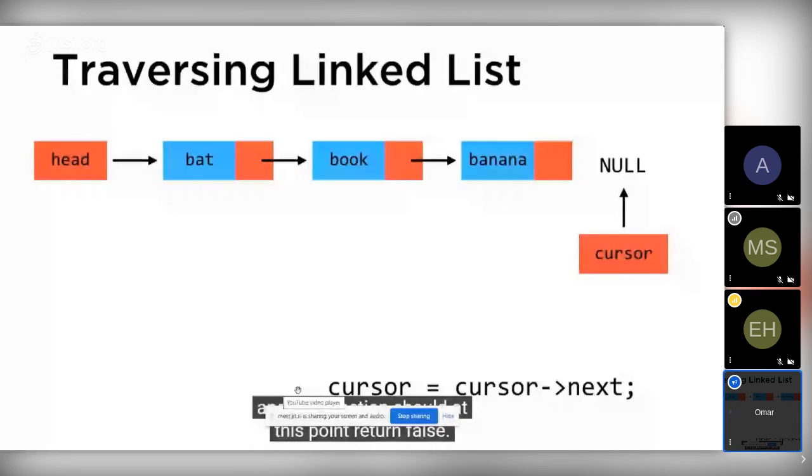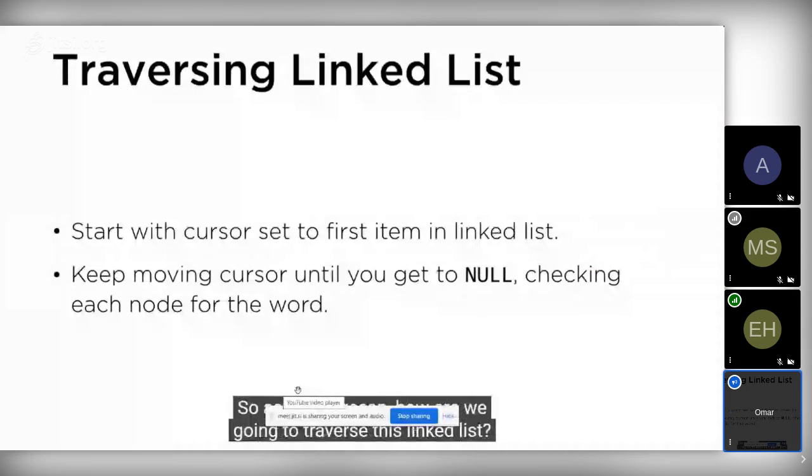So as a brief recap, how are we going to traverse this linked list? You'll start with some cursor set to the first node inside of your linked list, and then you'll keep moving the cursor, setting it equal to cursor arrow next over and over again, checking each word as you go until you get stuck. If you find the word along the way, then that means the word is in the dictionary and you can return true from this function. Otherwise, if you reach the end of the list, then the word is not in the dictionary and you can return false.